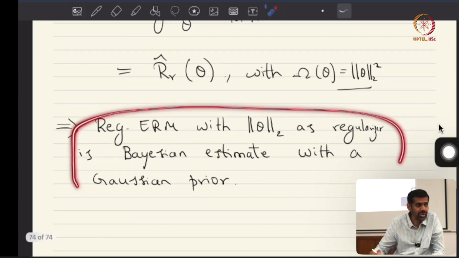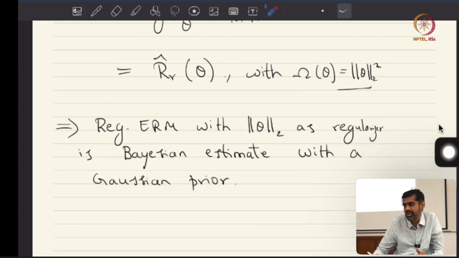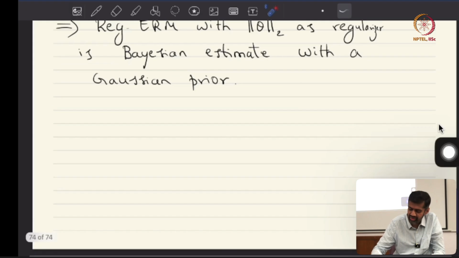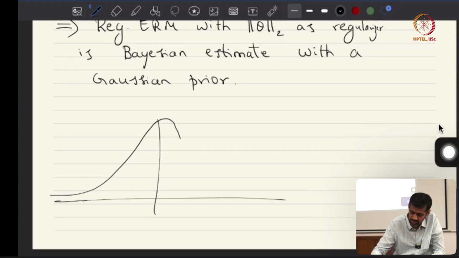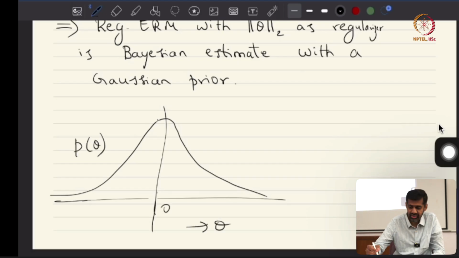So regularized ERM with a particular regularizer is equivalent to the Bayesian estimate with a particular prior on the parameters. Now think about it. What we are actually saying is that by putting an L2 as a regularizer around 0, this is theta and this is p of theta, I am actually instructing my optimizer, the regularized ERM, to choose my parameters around 0 with highest probability. You see, that is what I am saying.